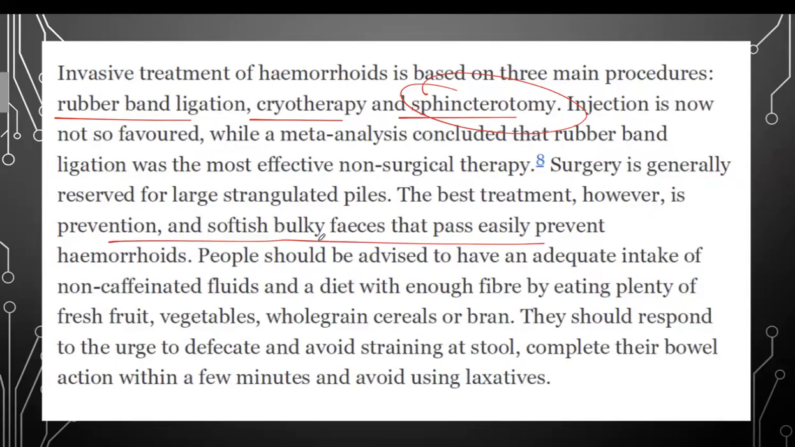So only time usually you would use a surgery procedure is if it is a grade 3 or grade 4, mostly grade 4, or the hemorrhoid which is strangulated, which is outside, causing a significant pain. For that patient, sphincterectomy is ideal. But other patient, conservative treatment, rubber band, cryo, those are the choice. Okay.